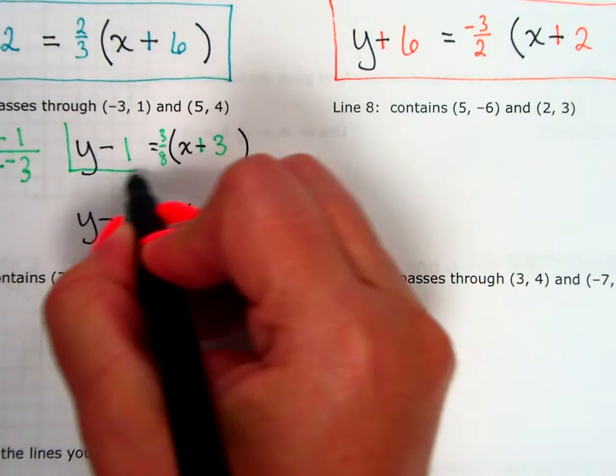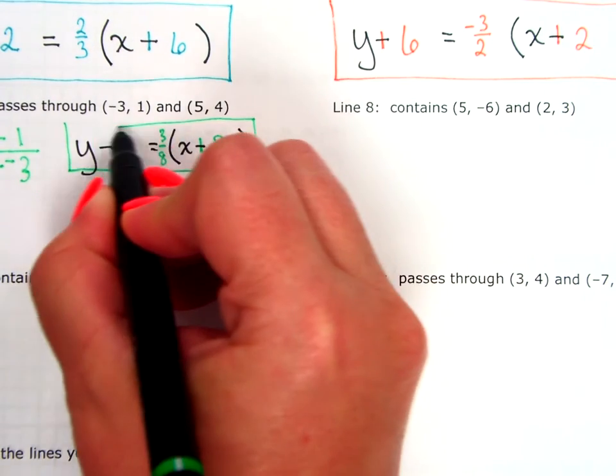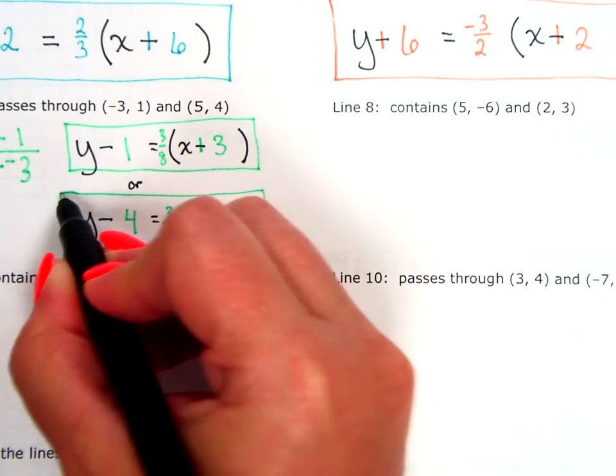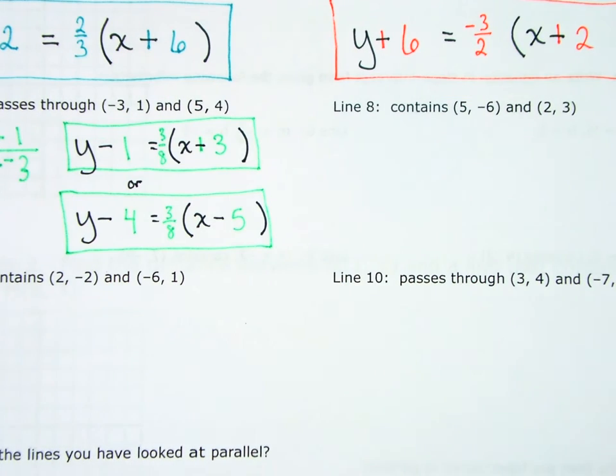Okay, so there are 2 answers. How many do you think you have to give me if this is on an assignment? 1. You only have to give me 1.